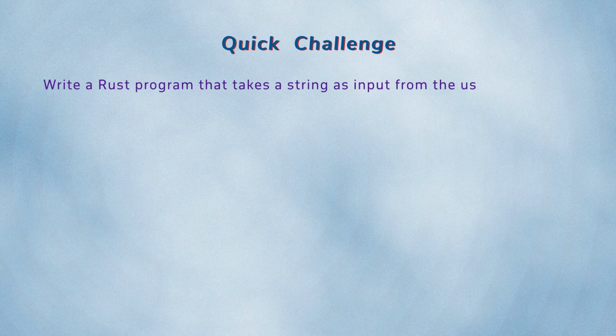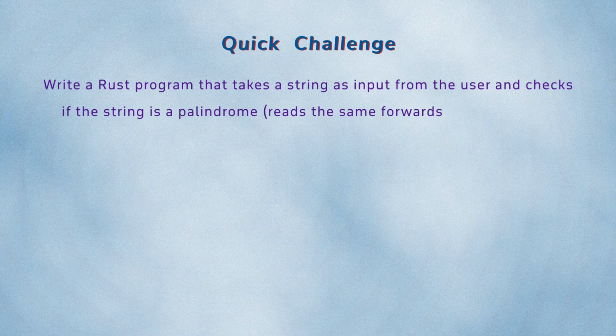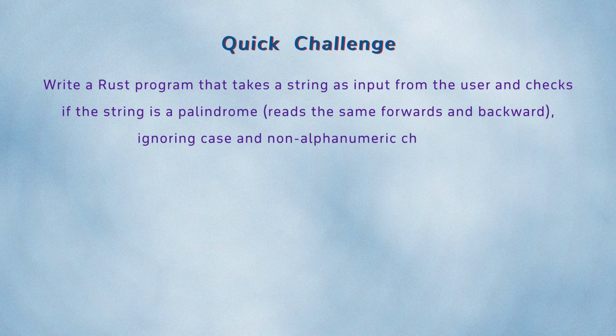Now here is a quick challenge for you. Write a Rust program that takes a string as input from the user and checks if the string is a palindrome, reads the same forwards and backward, ignoring case and non-alphanumeric characters.